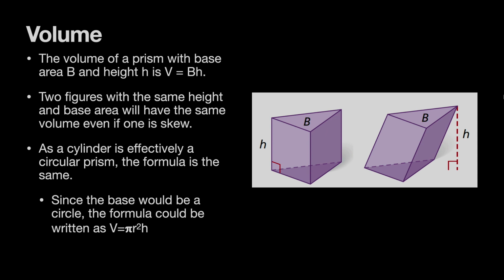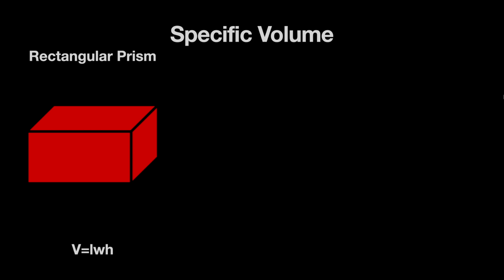Now, let's actually go with a couple of specific volumes. So the first volume that we're going to talk about here is the rectangular prism. And that volume is length times width times height. The first time you ever probably practiced doing volume, this, I would imagine, was the formula you used.